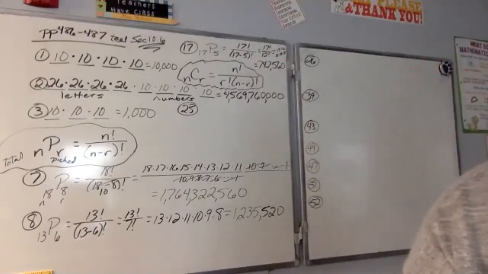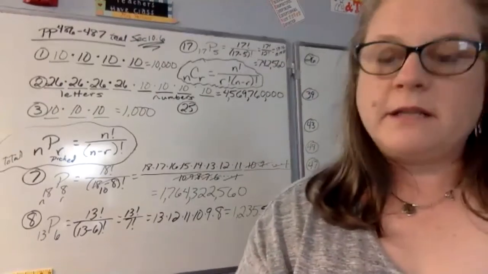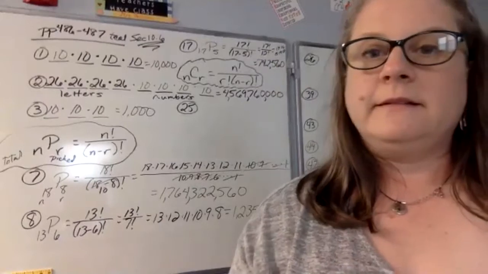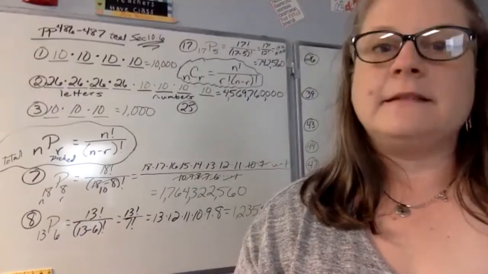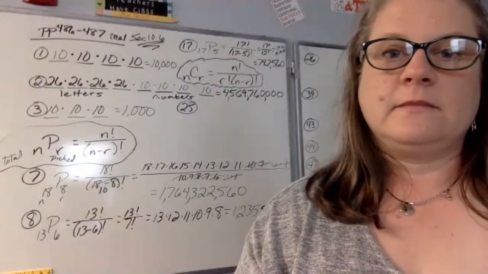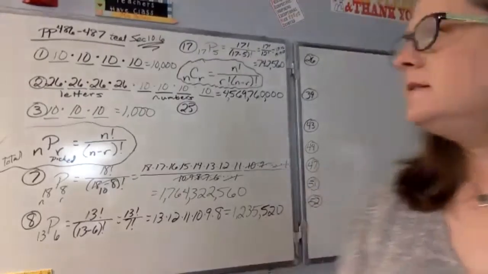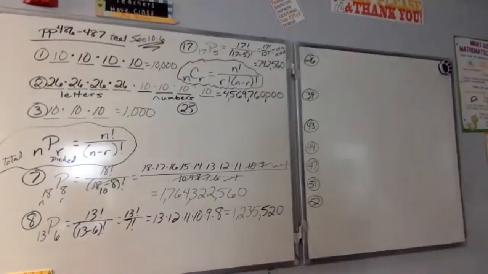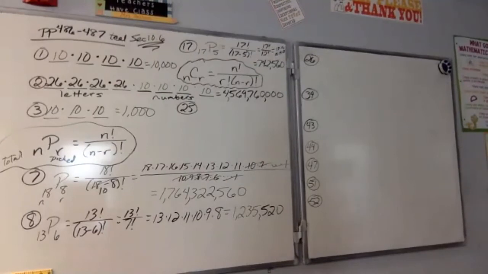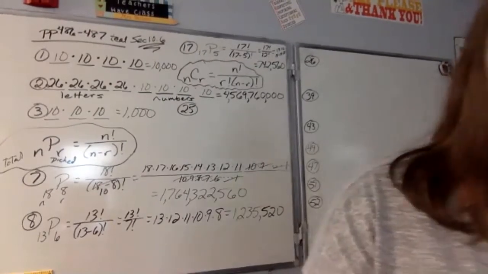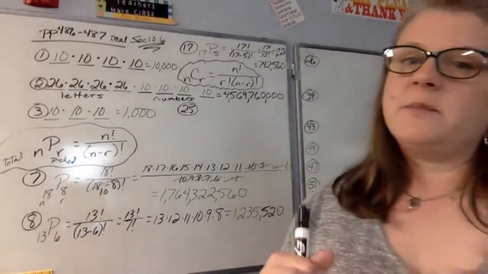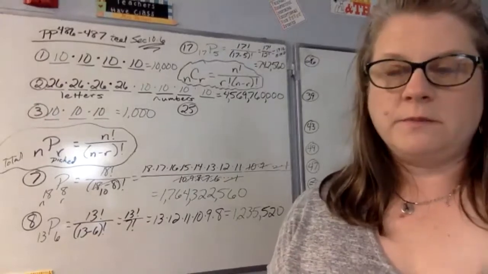So 742,560. Okay, so those are permutations. Permutations, the order matters.